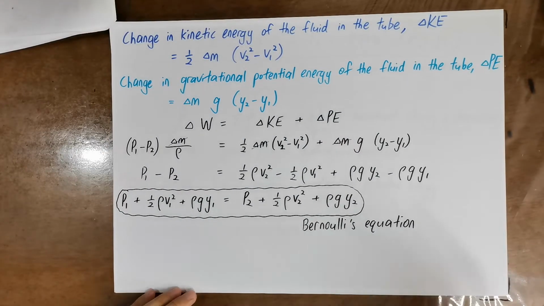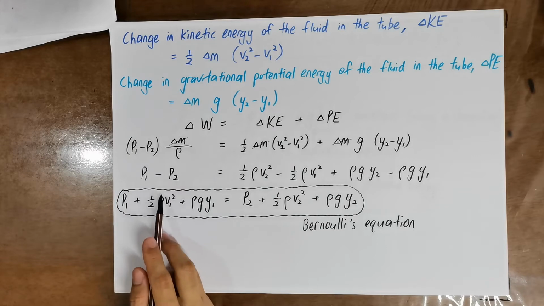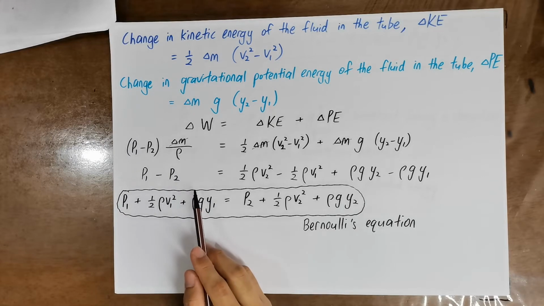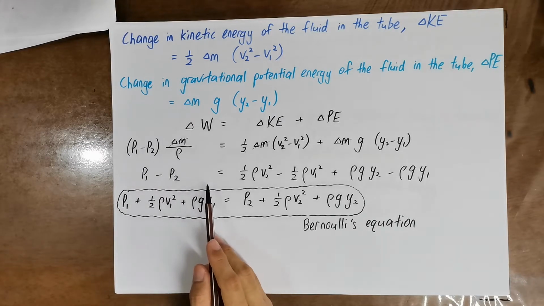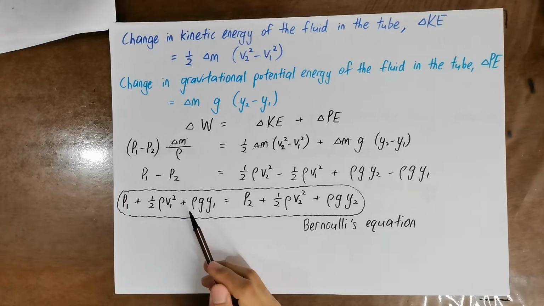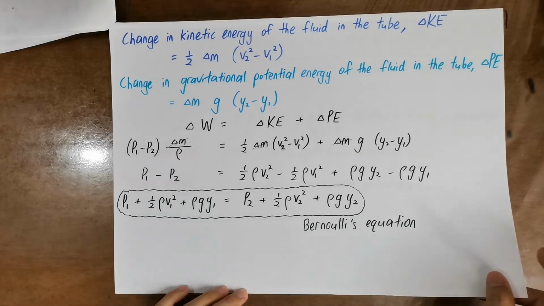Actually, this is pressure. This is half m v squared over volume, and you know that mass over volume is the density. So this is kinetic energy per volume. And mgy is the gravitational potential energy. Mgy divided by volume is rho g y, so this is the gravitational potential energy per unit volume.